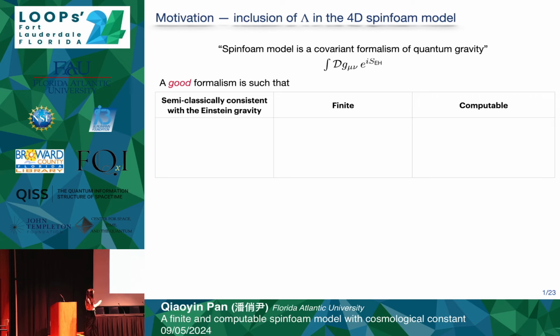As a formalism, we can put some criteria for what a good formalism should be. We expect that a good formalism should first be semi-classically consistent with Einstein gravity, it should give us a finite amplitude, and it should be computable. Based on these three criteria, we can evaluate the spinfoam models we have at hand.